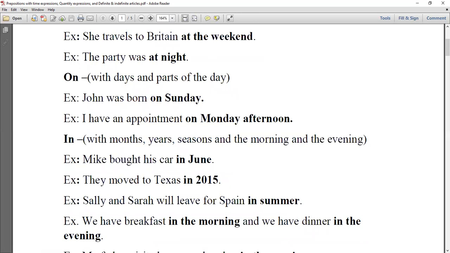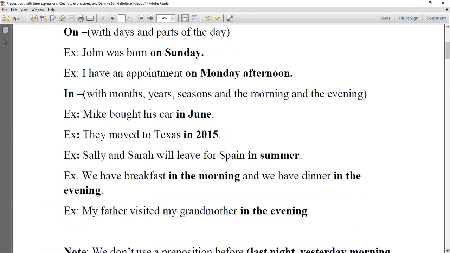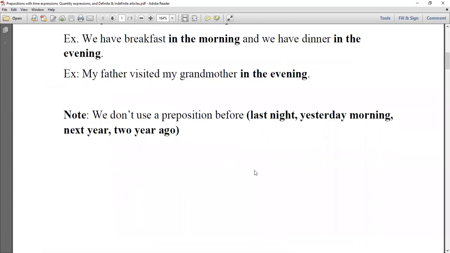Okay, so this is for the prepositions used with time expressions. You have to put this note in your mind. We don't use a preposition before last night, yesterday morning, next year, 2 years ago. Okay, because these time expressions refer to tenses, so we don't put a preposition before them.